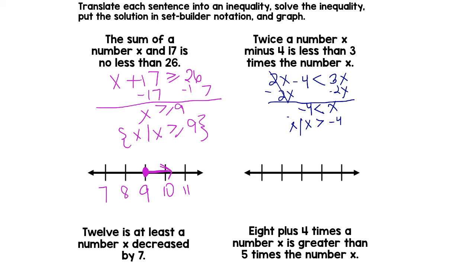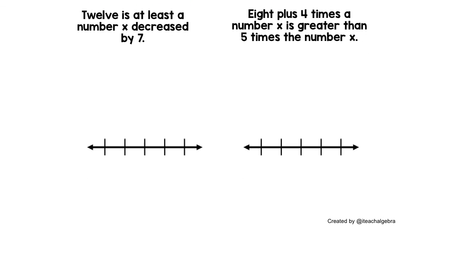Now I can put this in set builder notation: x, given that x is greater than negative 4. So we fill out our number line. Circle at negative 4, pointing towards the right. Let's keep on to the last two.